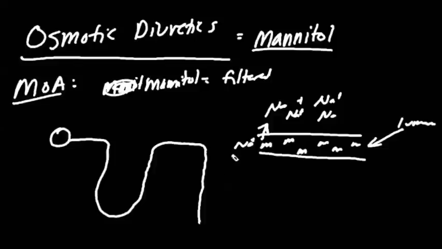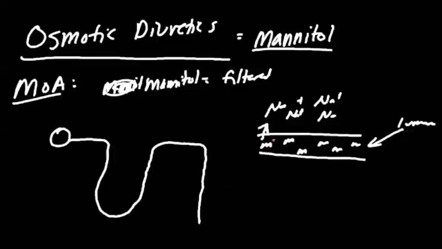And let me delete this. So we just moved our sodium from inside the lumen to outside the lumen. Our water is going to follow. We're going to use that osmotic gradient to draw that water in. However, we just gave mannitol. All that mannitol gets passed through the glomerulus into the lumen. So now in the lumen, it's going to create another solute gradient. Water isn't going to want to follow as much.